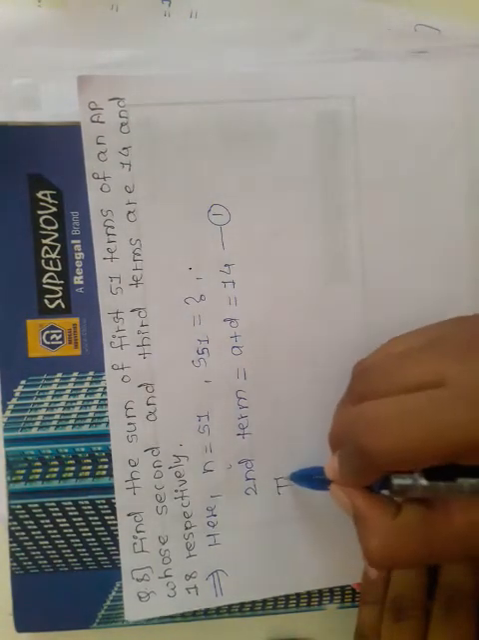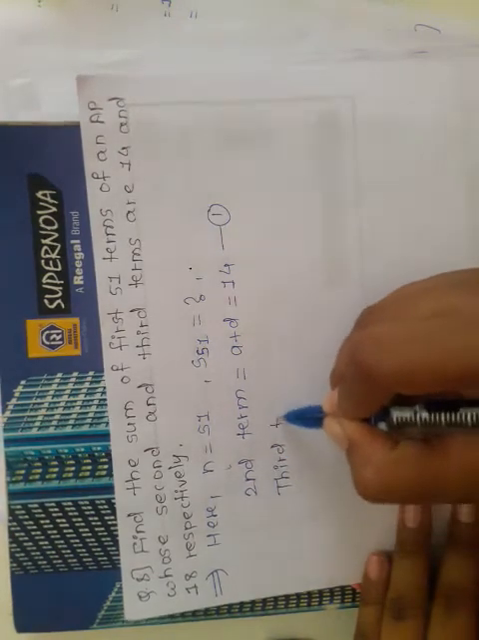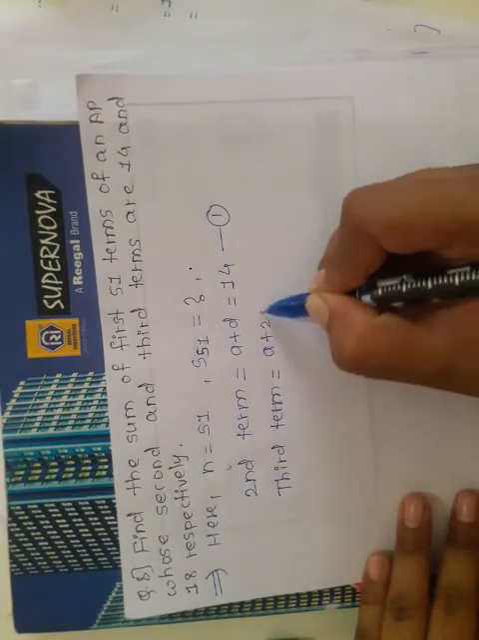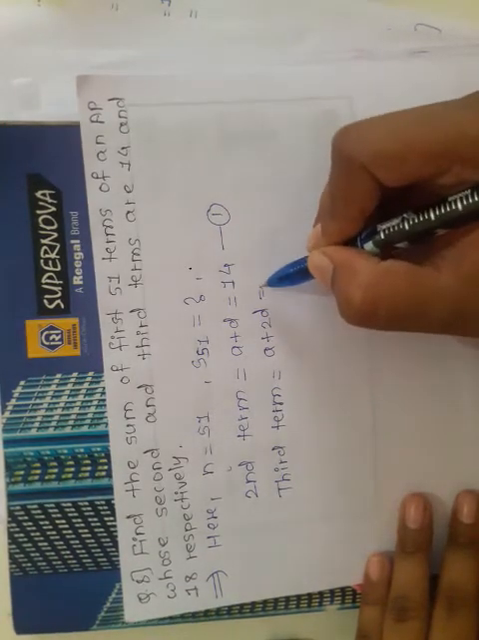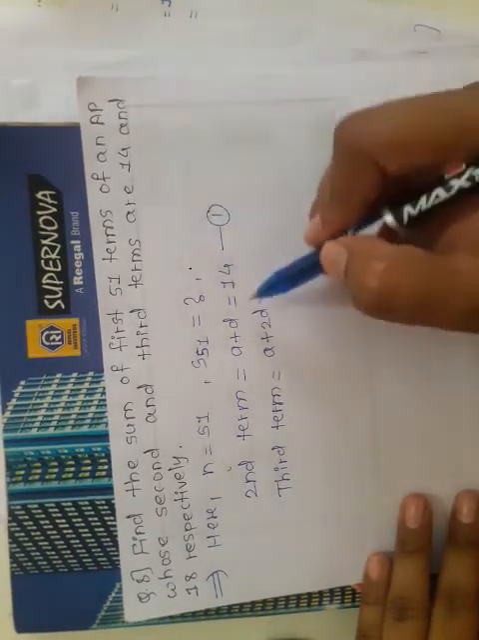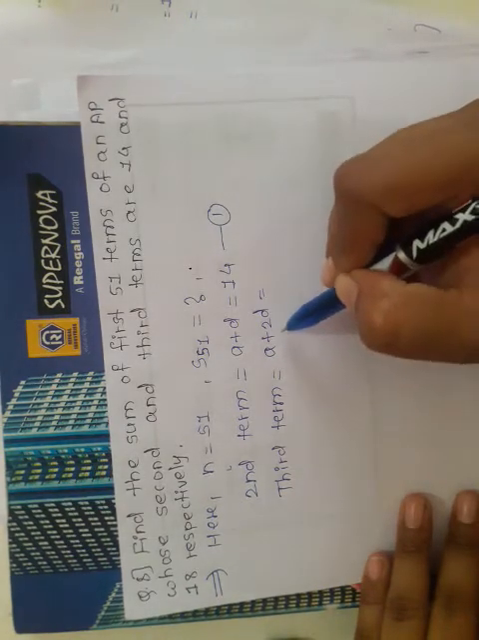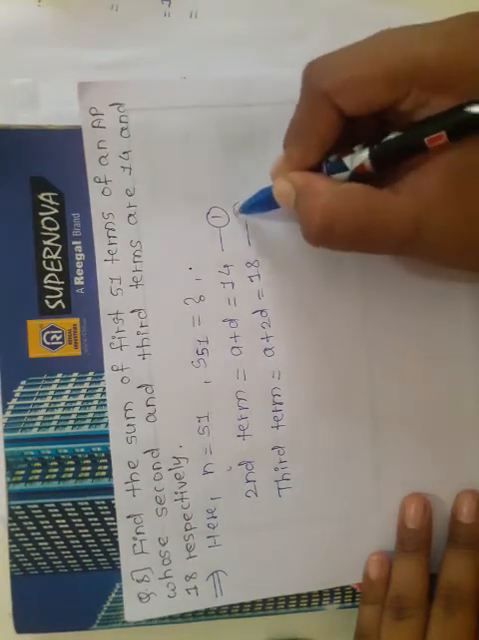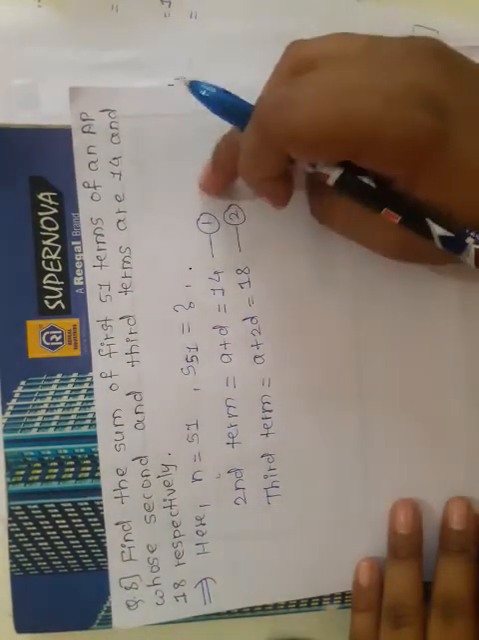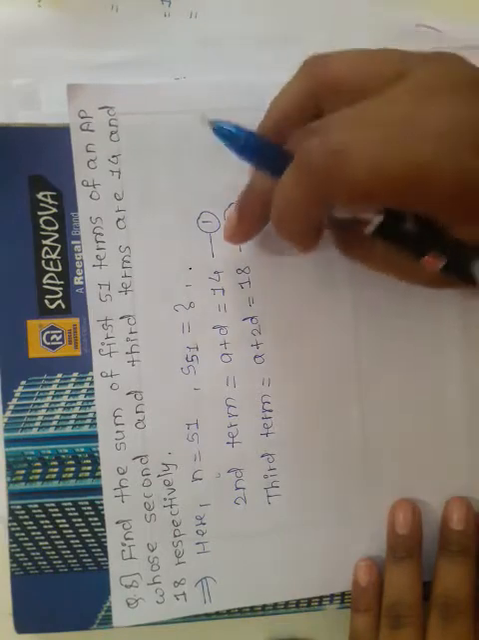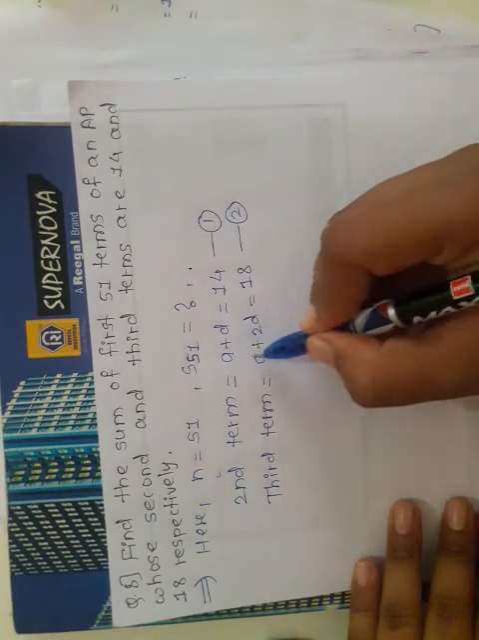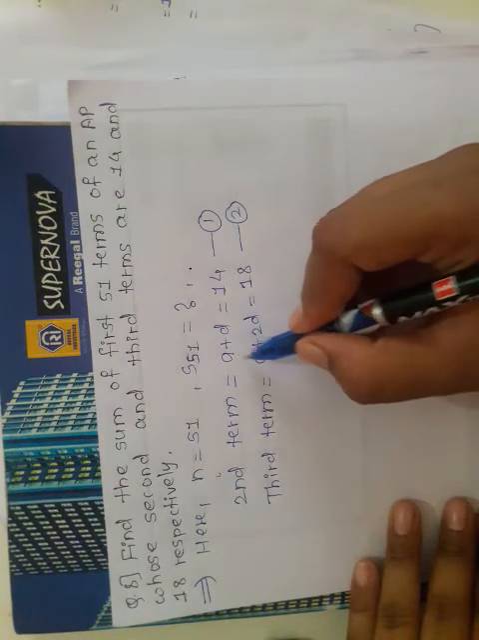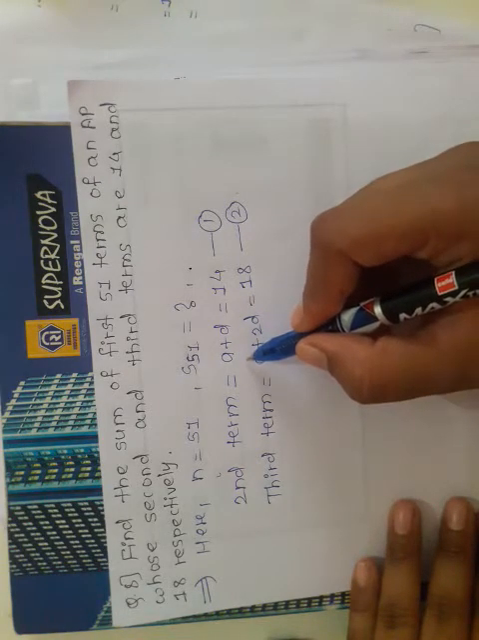And then third term is also given to us. Third term is equal to, how can we write third term, a plus 2d. Remember all these things that are necessary to us. So third term is equal to a plus 2d is equal to 18 is given to us. So this is our equation number 2. Now solve both equations, we get a and d. So see, again coefficient of a is same here, coefficient of a is same, and they both have same sign.